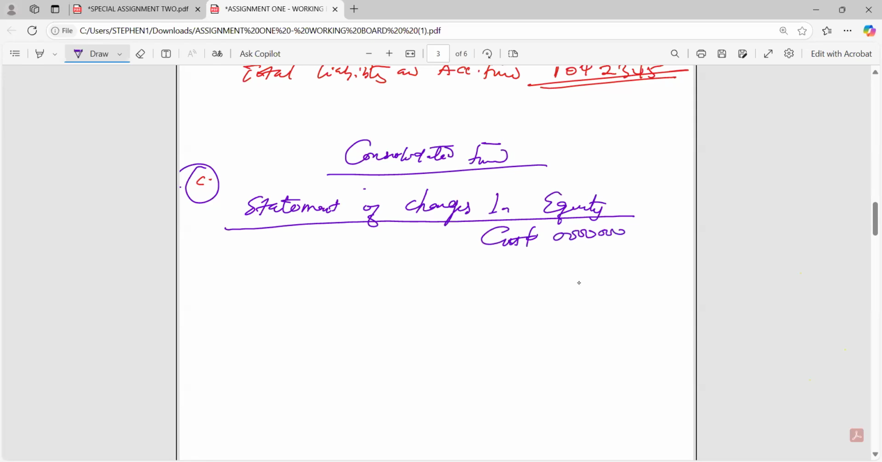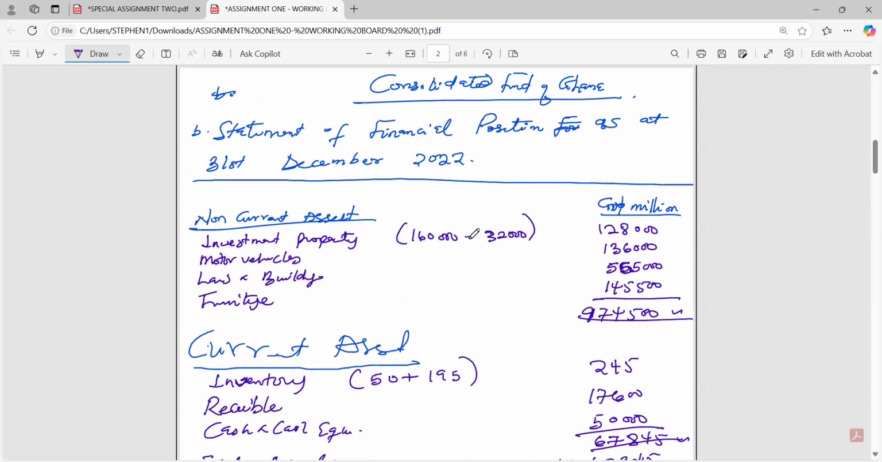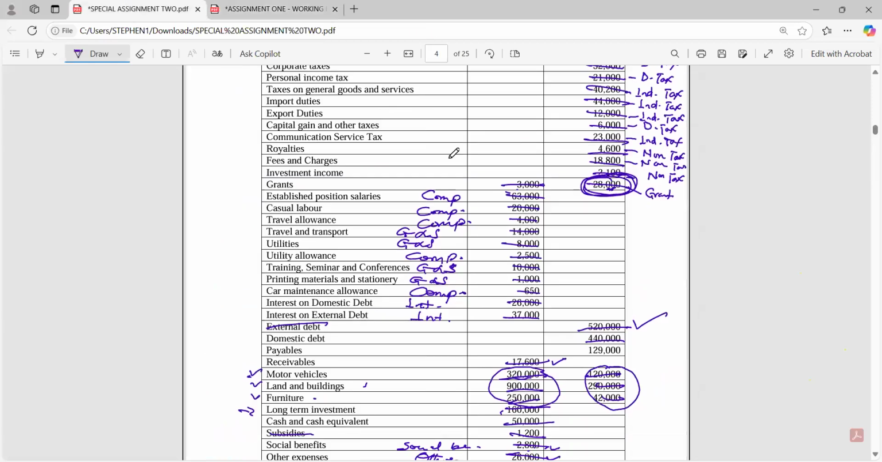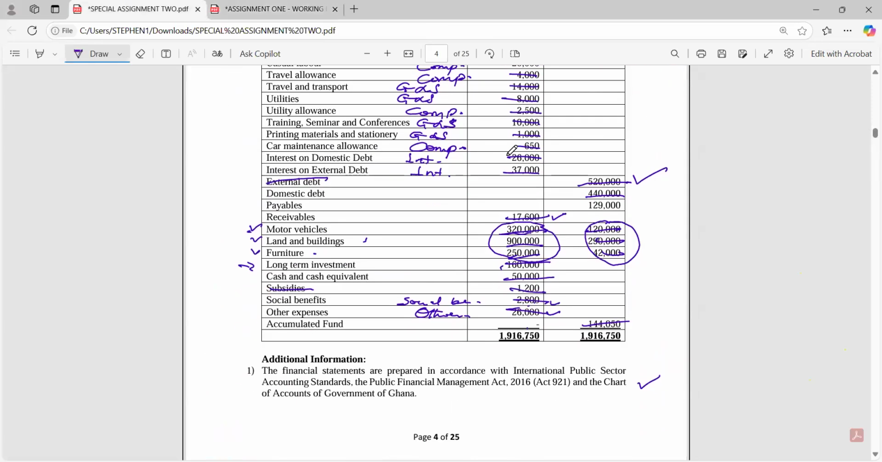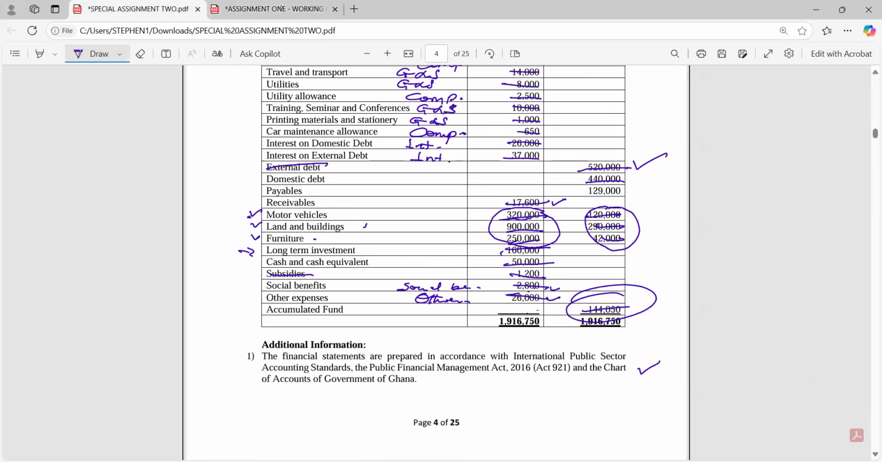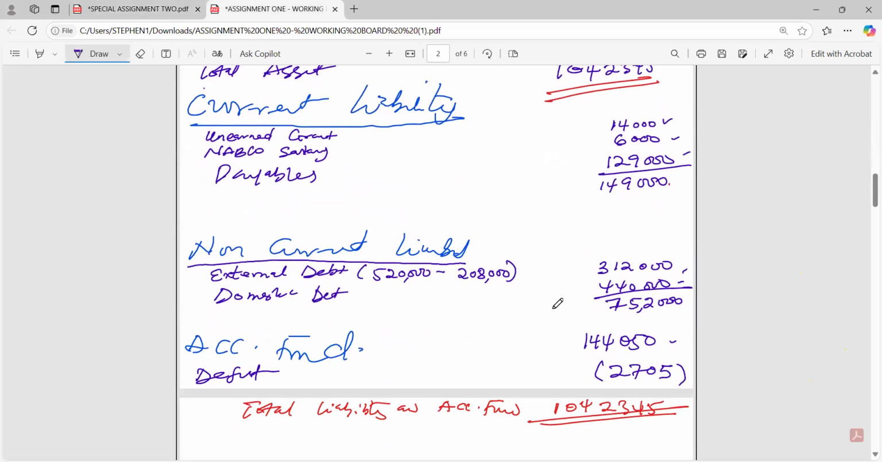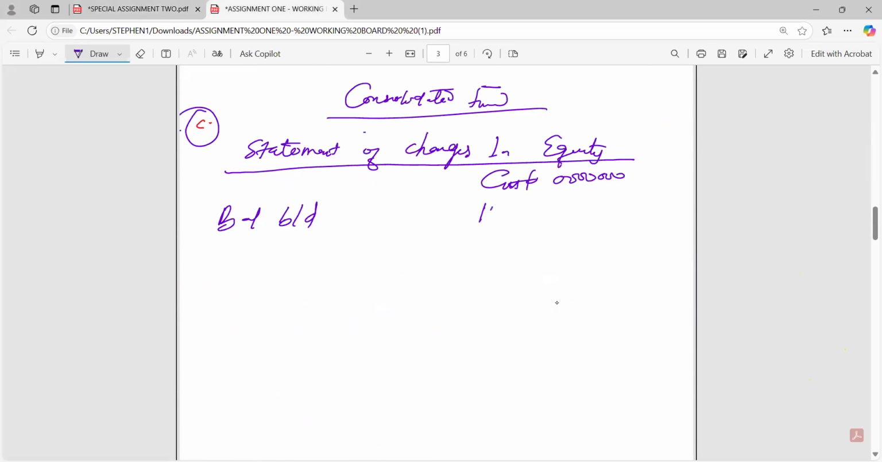All you have to do is come and write balance brought down. Changes in equity simply means the accumulated fund. Has there been any changes to accumulated fund? So always leave the accumulated fund. 144050. So you can put it here. 144050. Did you do any adjustments? You remember some of the questions? The accountant might have made a mistake, error, last year. So if there's any correction, you correct it. But if there's no correction, you just leave it.